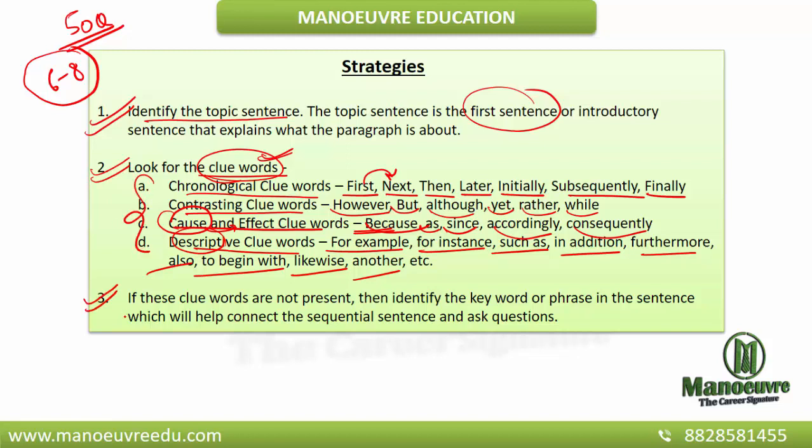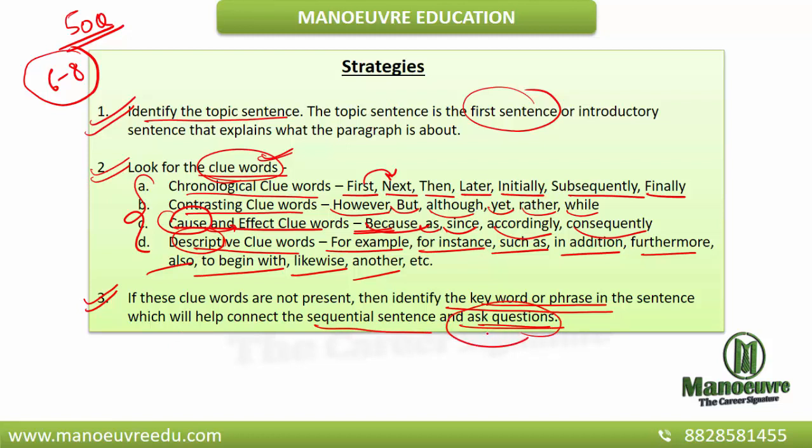The third thing that you need to keep in your mind is, if these clue words are not present, then what do you do? Then you identify the keyword or the phrase in the sentence. There has to be a keyword or a key idea that represents the entire sentence or all the sentences in the paragraph, and then you have to try to connect the dots, try to make this paragraph flow properly. So this will help you connect the sequential sentences and ask questions. Now ask questions, this is very important.